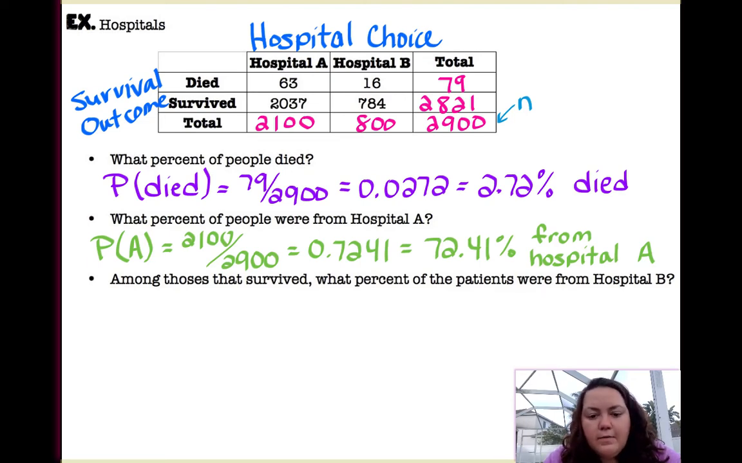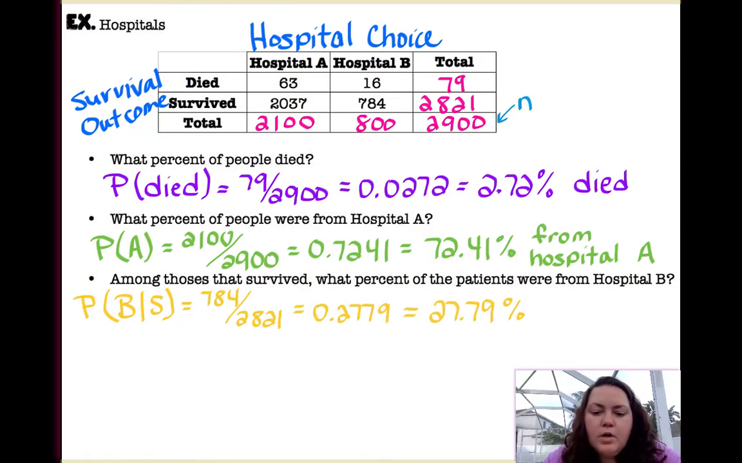Now this next one is a little bit more complicated. Among those that survived, what percent of patients were from hospital B? The notation for this is going to be the probability that they're from B given, so that little bar is saying given, they survived. So from hospital B, given they survived. I have 784 survivors that were from hospital B, out of the total that survived, which was 2,821. Then I can change that into a percentage. So 27.79% of those that survived came from hospital B.